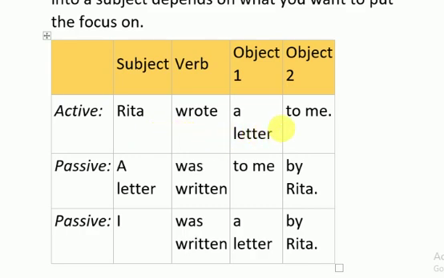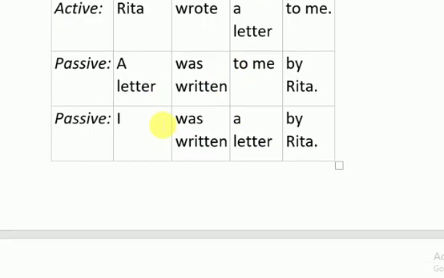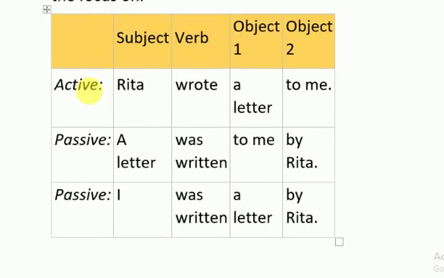Rita wrote a letter to me. Okay, so a letter is the thing that we are going to focus on. The passive voice: a letter was written to me by Rita. Okay, so I focused here that the letter is written to me. The passive: I was written a letter by Rita. You see here how we change object 1 and 2 depending on what you want to focus on.